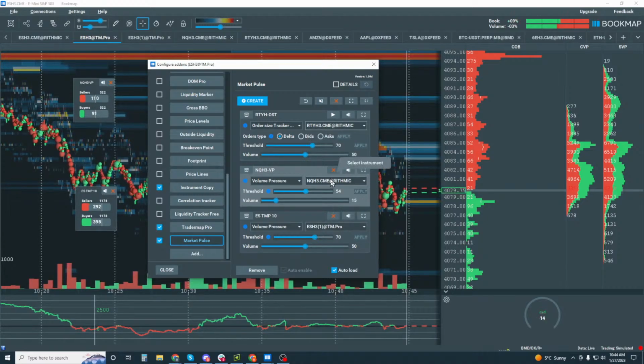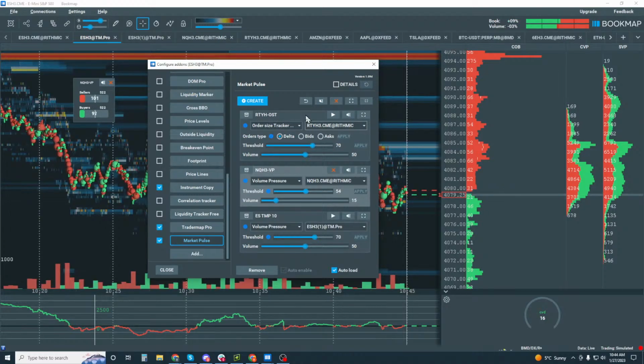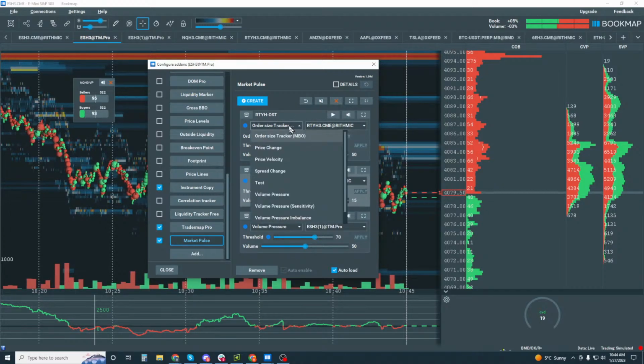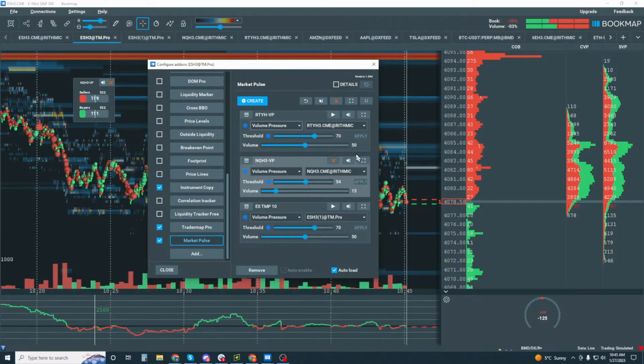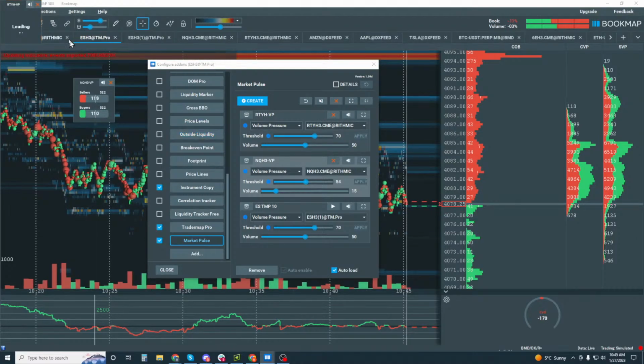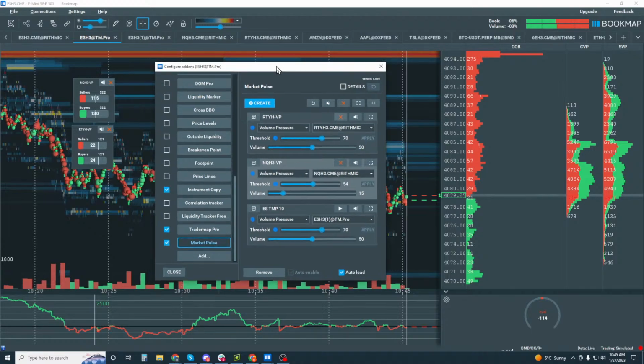In fact, I'm going to stop the one for the ES. I don't want to look at it. I want to look at the Russell and volume pressure. You guys only have access, right? We have a lot of other algos we're going to release pretty soon, but we're going to look at volume pressure here for the Russell. All right, and we can close this now.